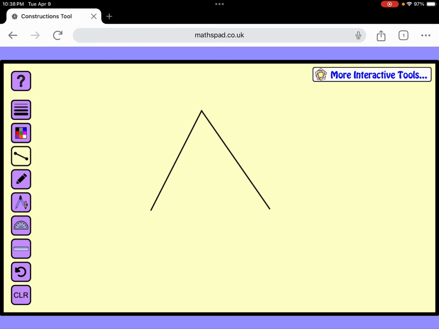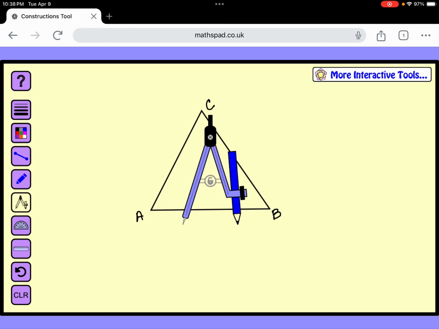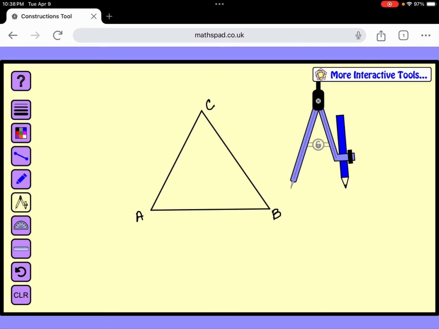So here I have an acute triangle. And I'm just going to name it triangle ABC. And I'm going to do a construction that we're very, very familiar with. We have done the perpendicular bisector so many times at this point, but that's what I'm going to do. I'm going to find the perpendicular bisector. I'm going to do side AB first.